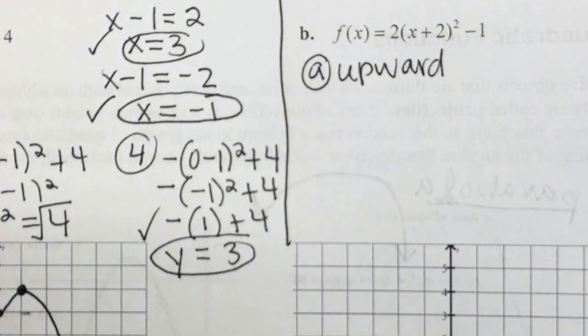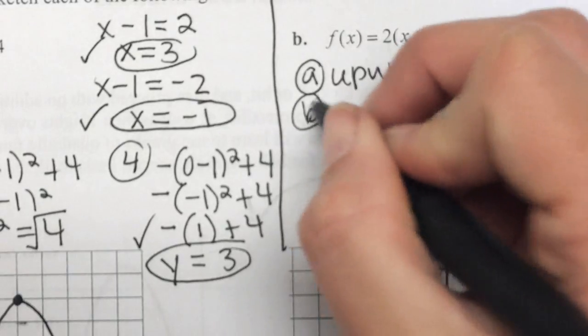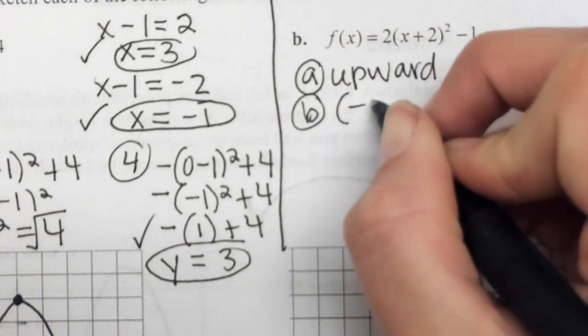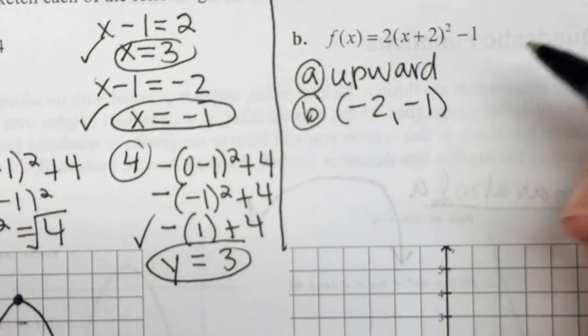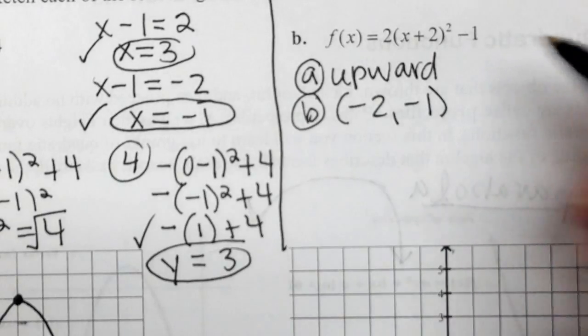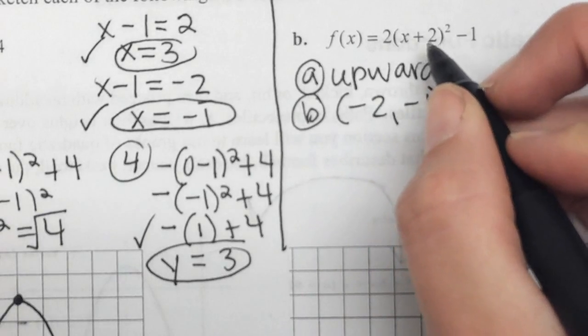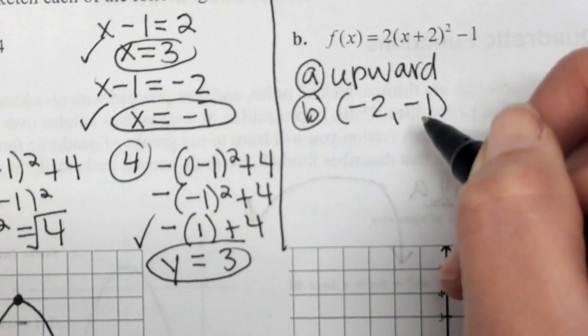Alright, what is the center, Amber? Very good. Everybody see where she got that from? So the negative 2 is just this. You just change the sign. The 1 just comes from here, negative 1.